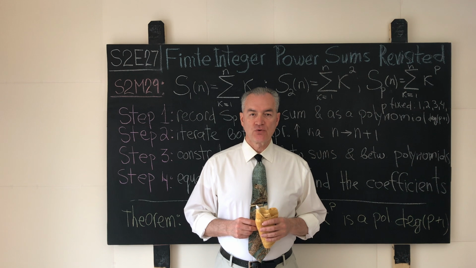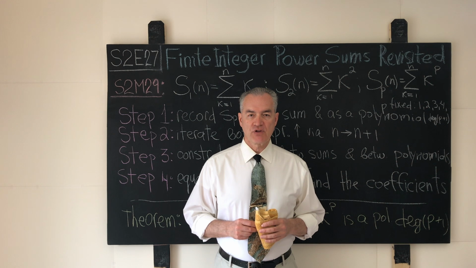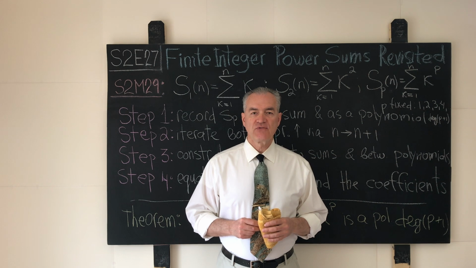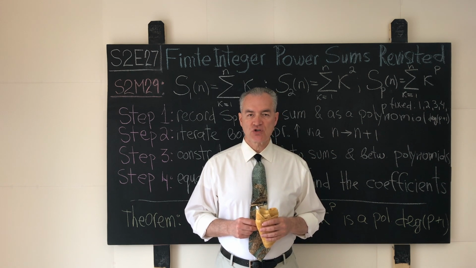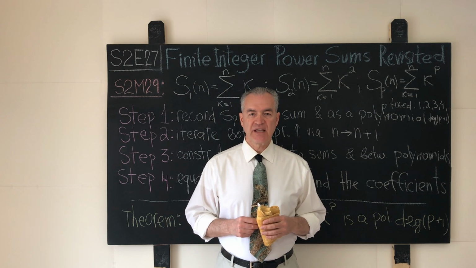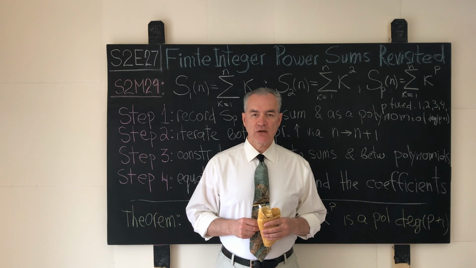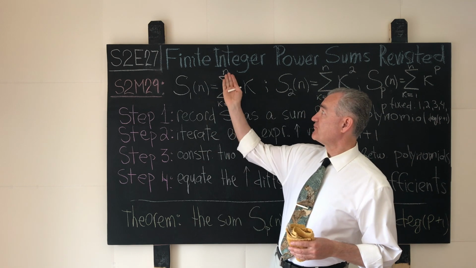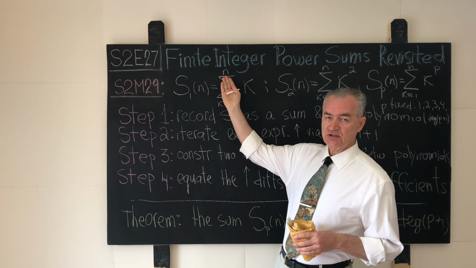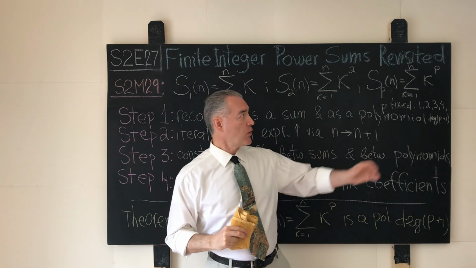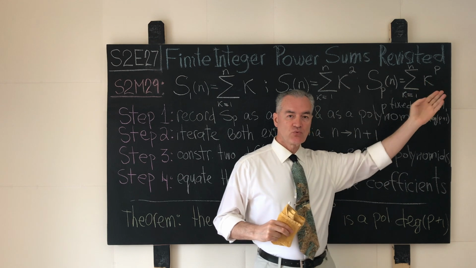In the previous episode, Season 2 Episode 26, we described one algorithm that can be used in order to obtain an alternative expression for the finite integer power sums, whose structure is shown in the upper right corner of your screen, in a straightforward and mechanical way. That algorithm amounted to expanding the scope of both the number of terms in the underlying sum from n to n plus 1 and the magnitude of the power from p to p plus 1.